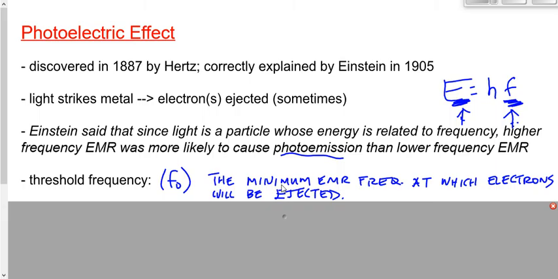So we would say that if the frequency of the EMR is below the threshold frequency, nothing happens. If the frequency of the EMR is at or above the threshold frequency, something happens. Electrons are ejected. F would stand for the frequency of the EMR. F0 would stand for the threshold frequency, that number that's unique to each different metal that we have to exceed in order to cause the electrons to be ejected.